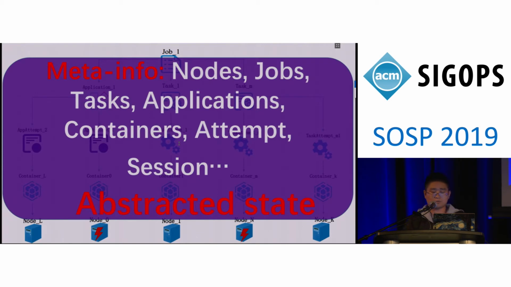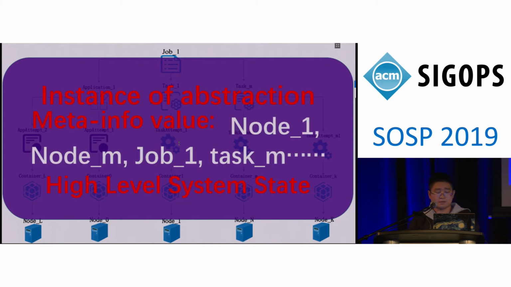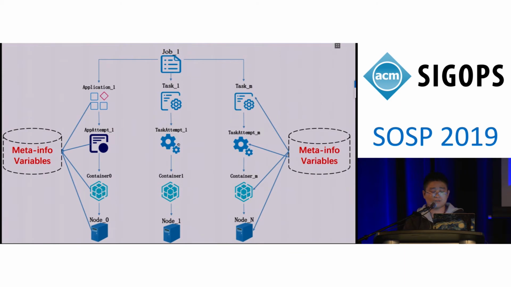So the terms like nodes, jobs, tasks, and containers are the abstract state of a distributed system. We call such abstractions meta-info. Instances of these abstractions are meta-info values. These values make up the high-level system status. These meta-info values are stored in meta-info variables.